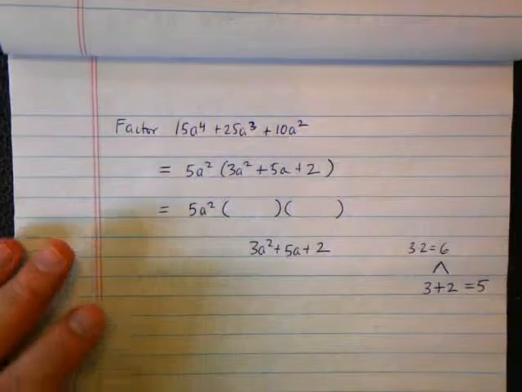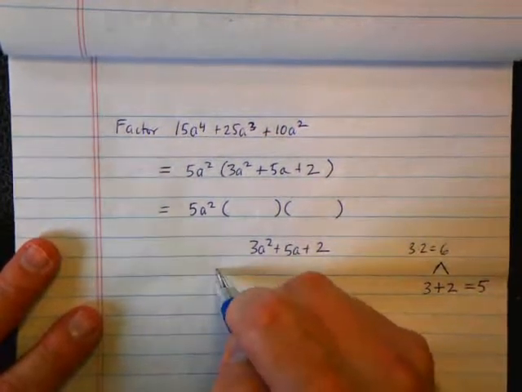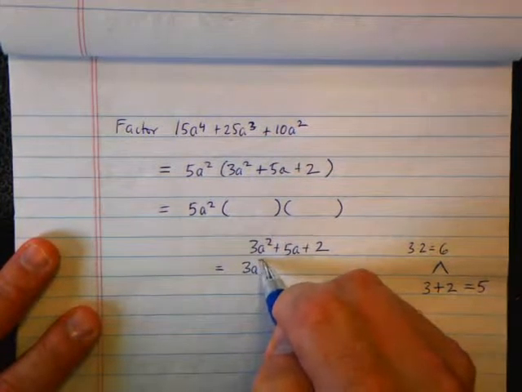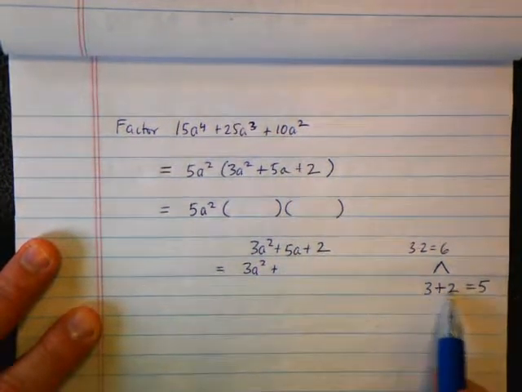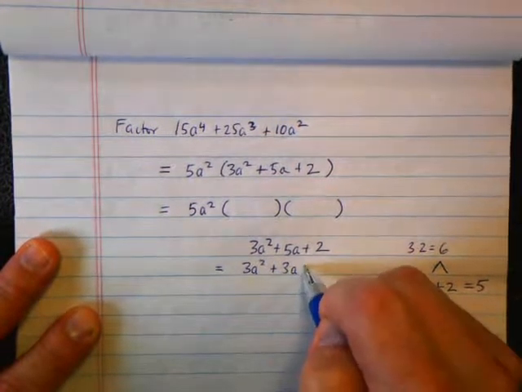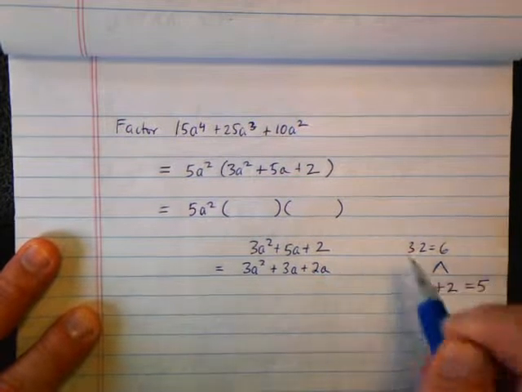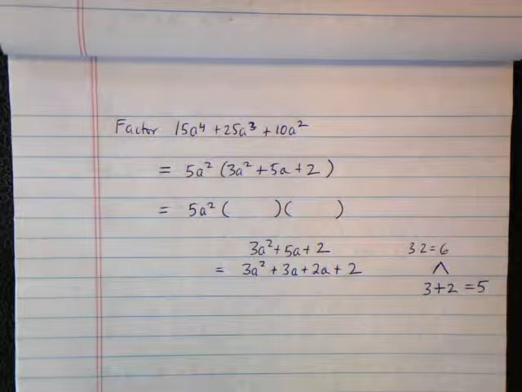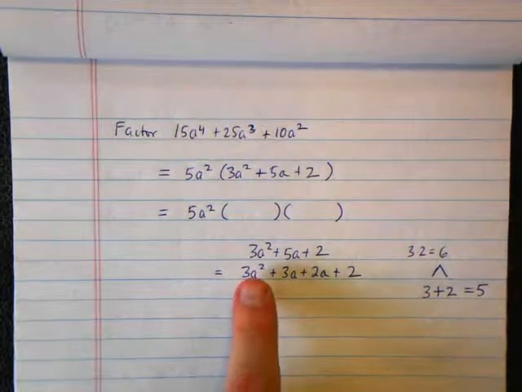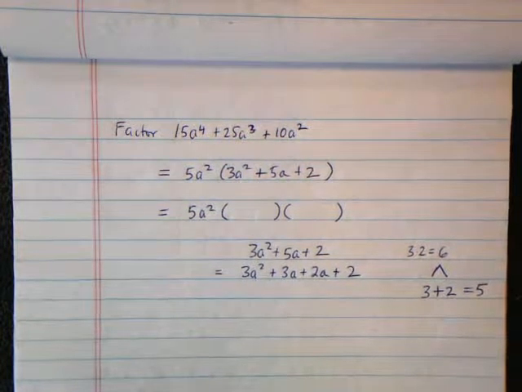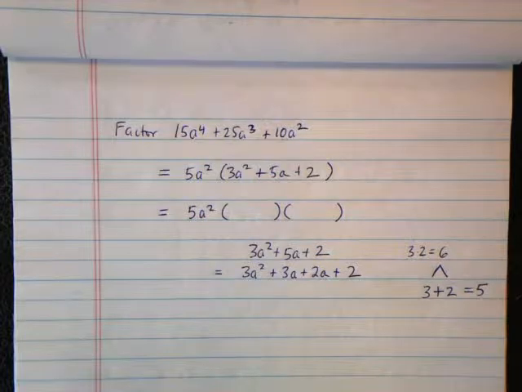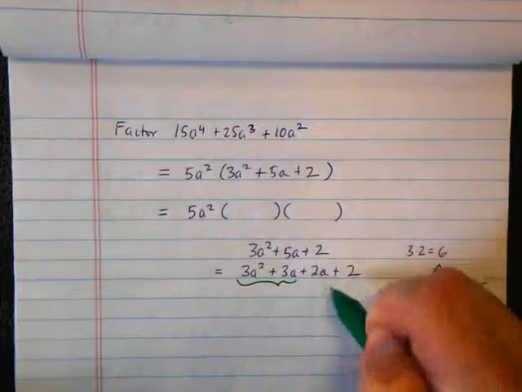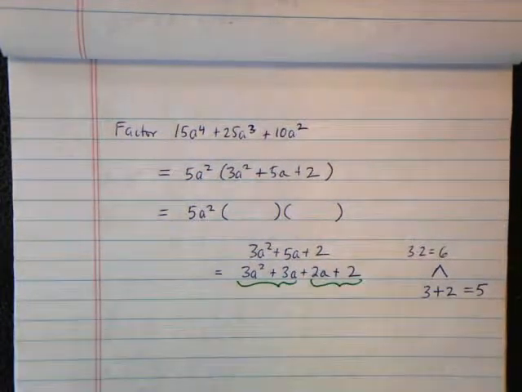3 times 2. So we come back up here, and we write 3a squared, and then we take this 5a and we split it into 2 pieces. We write that as 3a plus 2a, and then I still have the plus 2 on the end. Take that 5 in the middle, split it into 2 pieces. The reason we want to split that into 2 pieces is now we have 1, 2, 3, 4 pieces. And how do we factor when we have 4 pieces? Group them. We group them in pairs. So we consider the first pair and the second pair.